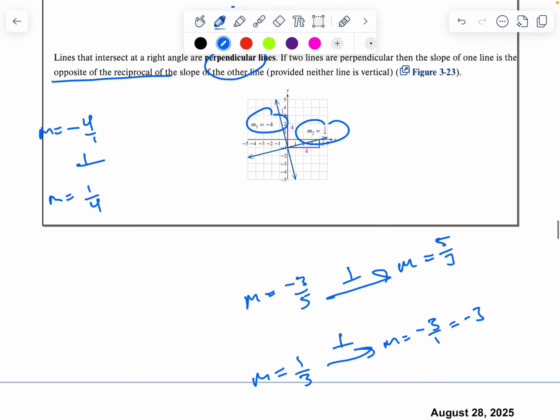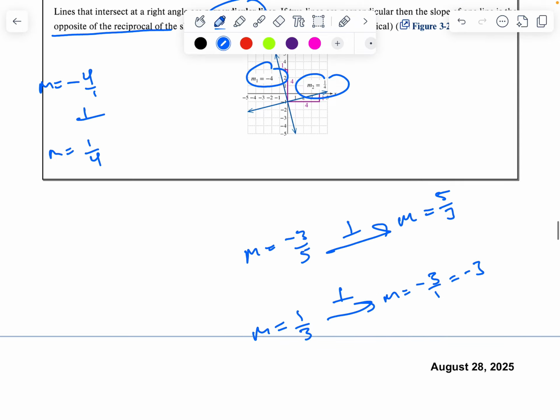If we want to know whether lines are parallel or perpendicular, we need to look at their slope. We always need to look at their slope. If they have the same slope, they're parallel. If they have the opposite slope, they're perpendicular. And if they don't have the same or the opposite, they're just neither. We just say they're not either parallel or perpendicular. That's perfectly fine as well.